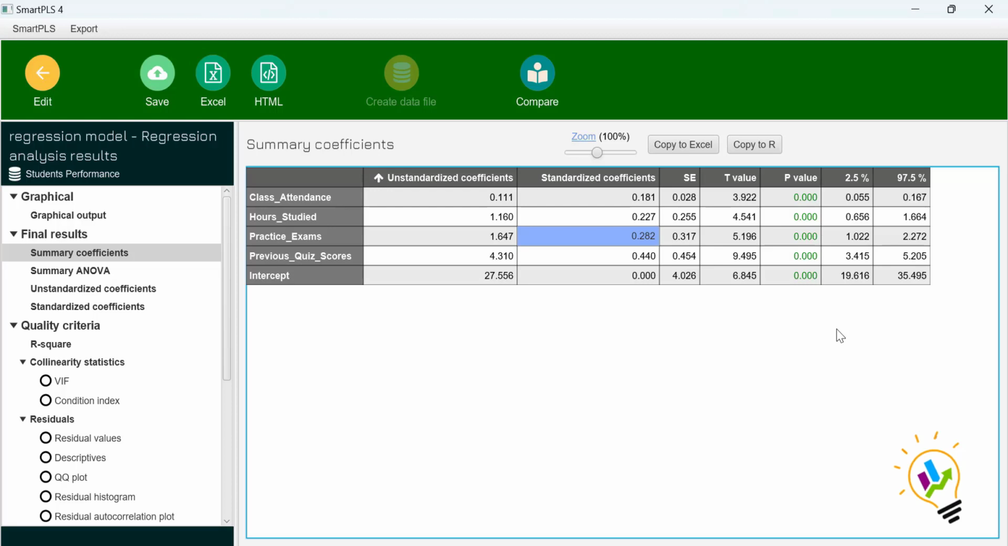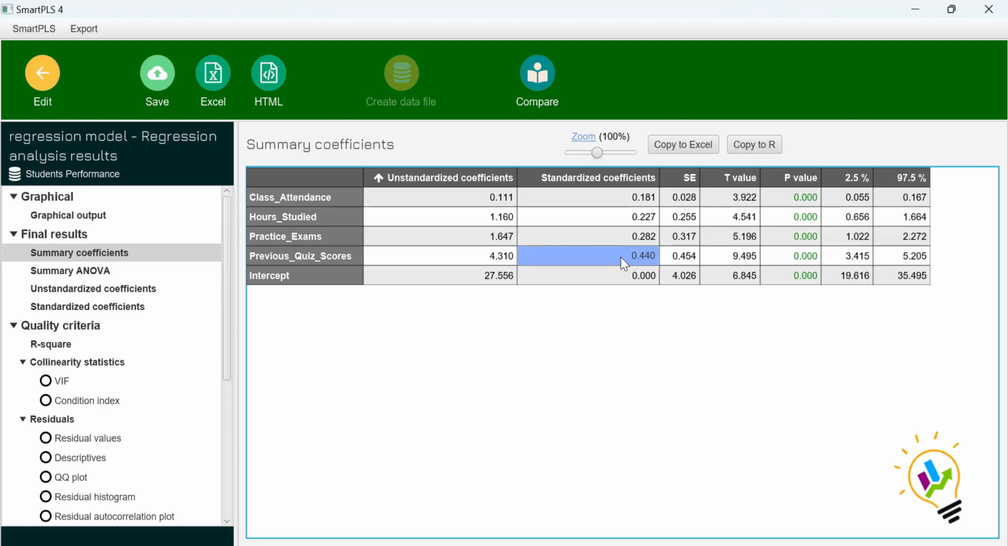That suggests the practice exam is moderately predicting of the final exam score. The final one is previous quiz score. In this case, the unstandardized coefficient value is 4.310, which means that 1 unit increase in previous quiz score is associated with 4.310 units in final exam score. The standardized coefficient is 0.444, which means that the change in final exam score is 44% of the standard deviation of a previous quiz score.